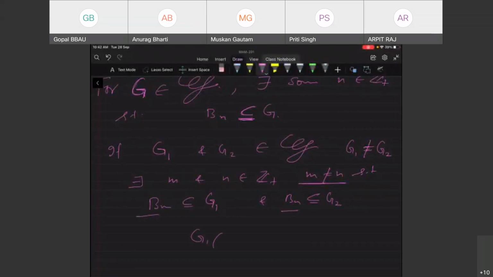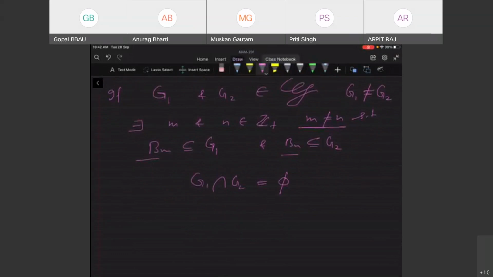Because G1 intersection G2 is empty, they cannot be equal. Correct or not? Yes, sir. So this is because the members of this funny G are disjoint.